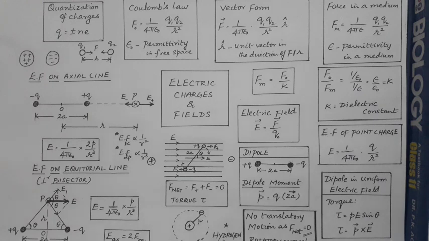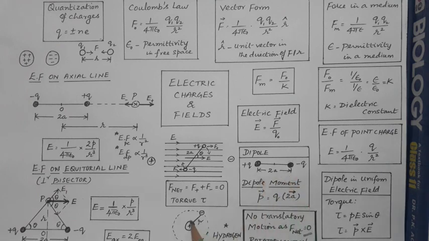Right. Now, what is dipole moment? Dipole moment is represented by P is equal to Q into 2A. Dipole moment is a vector quantity and its unit is coulomb into meter, coulomb meter. Now, dipole is a very interesting concept. You need not worry much about it.